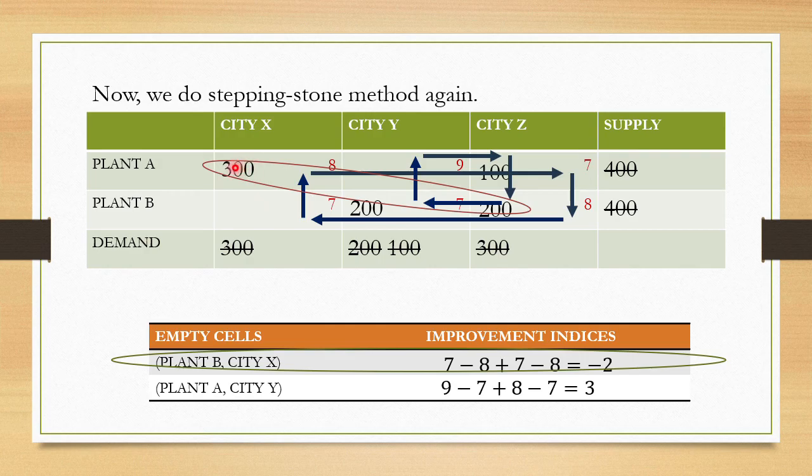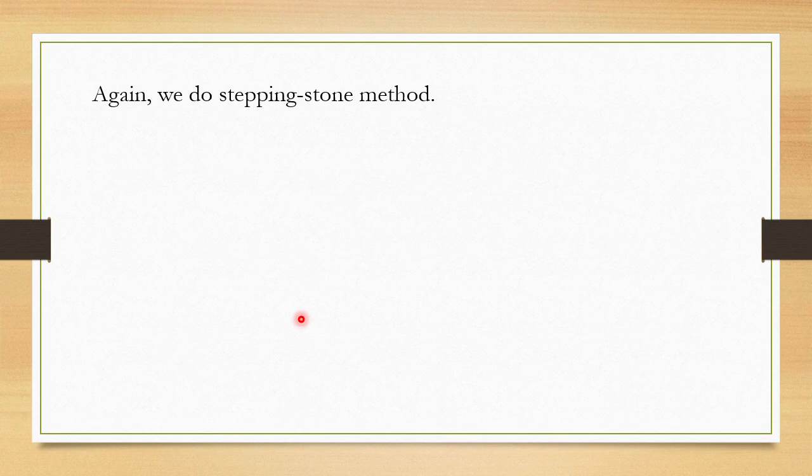Now, between 300 and 200, the smaller of the two values is 200. So we will subtract 200 from numbers inside the oval, and we will add 200 to cells outside the oval. So add 200 here and add 200 right here. If you do that, we will have an updated transportation model like this.